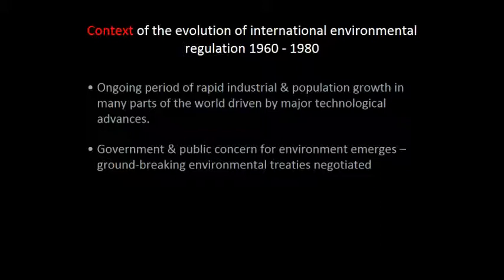But importantly, the difference from the earlier period is that government and public concern for the environment emerges. Groundbreaking environmental treaties are negotiated, and when we think about the modern system, the World Heritage Convention and the Ramsar Convention are cornerstones of what we think of as modern international environmental regulation. So prior to the 70s, that just didn't exist.